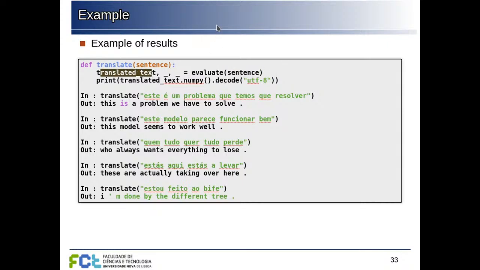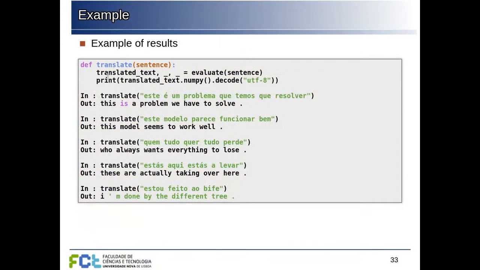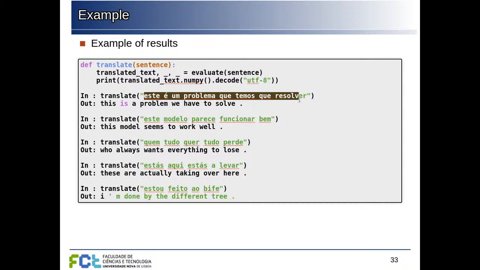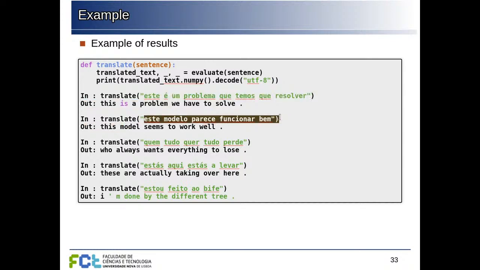We only care about the translated text. So this is a more generic function that returns the attention weights, the tokens and the text, and so on. But we only want the text, and we convert that into NumPy, decode to UTF because this is in byte strings, and print the output. So you can see that if the sentences are straightforward, for example, "este é o problema que temos que resolver", this is a problem we have to solve. So the transformer works pretty well on these straightforward sentences. "Este modelo parece funcionar bem", this model seems to work well, so the translation is fine.